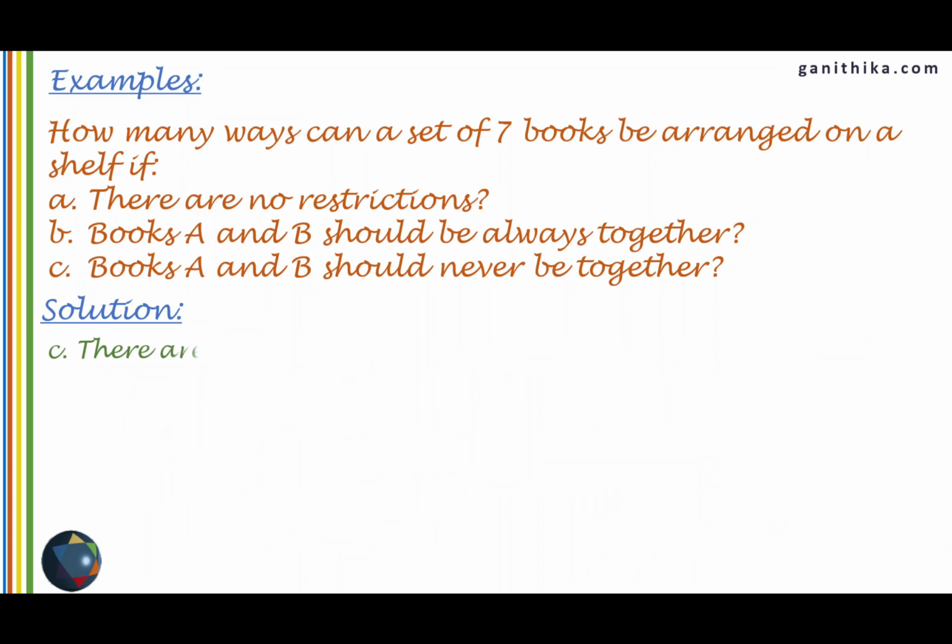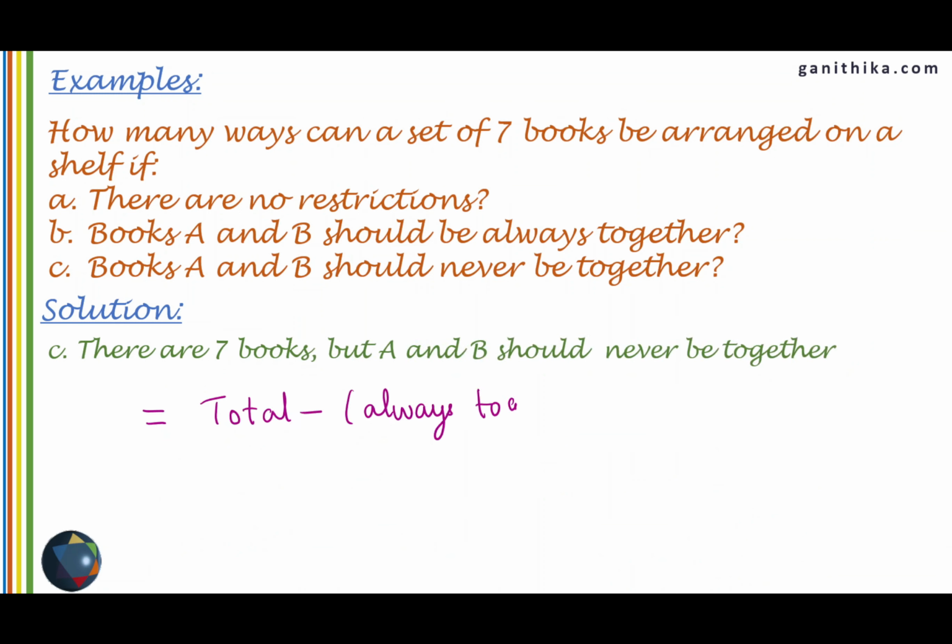Question C says A and B should never be together, which means this is nothing but the total number of arrangements minus the arrangements that have A and B together. So if you subtract the arrangements where A and B are always together from the total arrangements, you will get A and B never together. So it's the answer of A minus the answer of B: 7 factorial minus 6 factorial times 2 factorial. You can use your calculator and get the value for this.